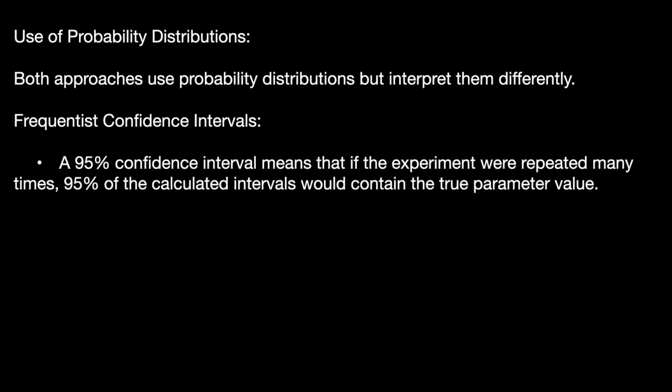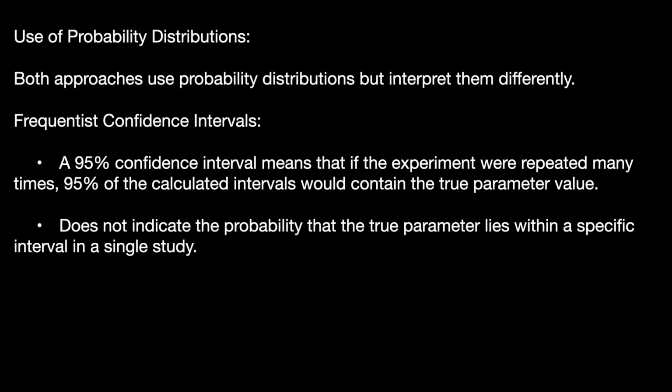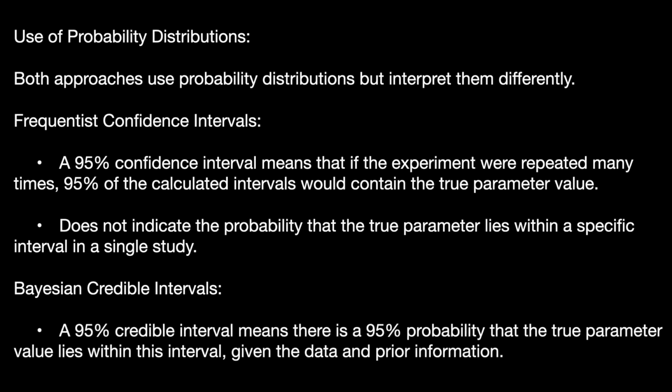Use of the probability distribution. Both approaches use a probability distribution but interpret them differently. In the frequentist approach, the 95% confidence interval means that if the experiment was repeated many times, 95% of the calculated intervals would contain the true parameter value. It does not indicate the probability that the true parameter lies within the specific interval in a single study. In Bayesian, there is something called the credible interval. So the 95% credible interval means that the true parameter will lie 95% of the time within this interval.